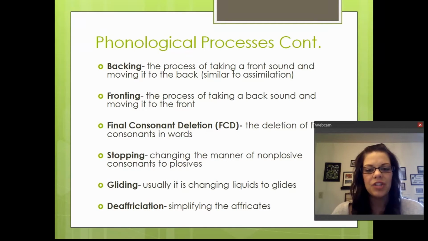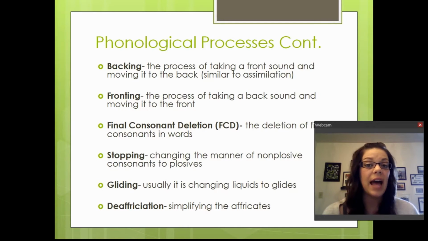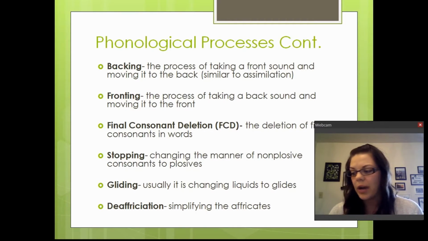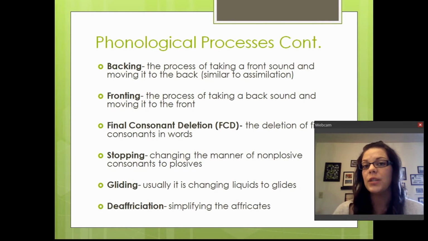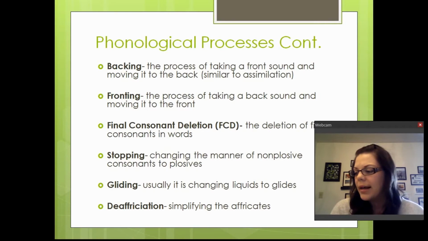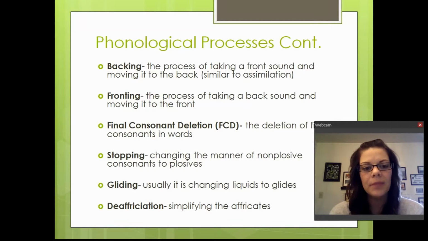Stopping is changing the manner of a non-plosive sound to a plosive. So that's substituting a stop consonant for a fricative or an affricate. So instead of soup, we might use toop. So the S, that fricative, is turning to a stop, the T. Knife might change to nipe instead.